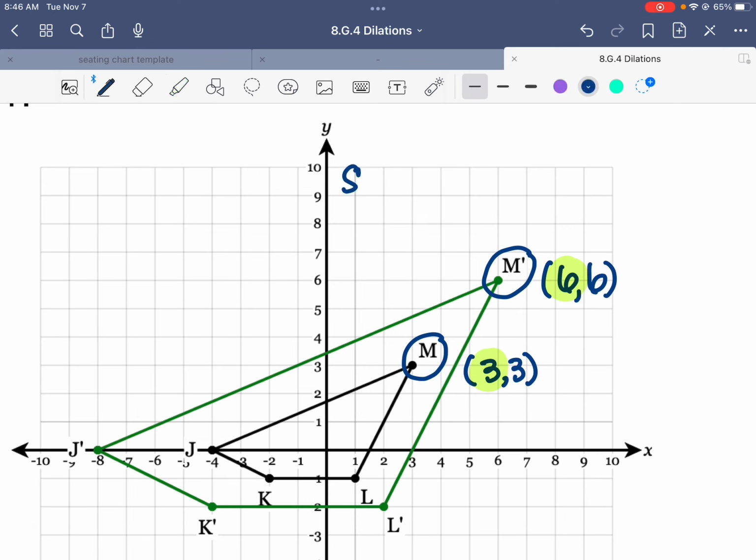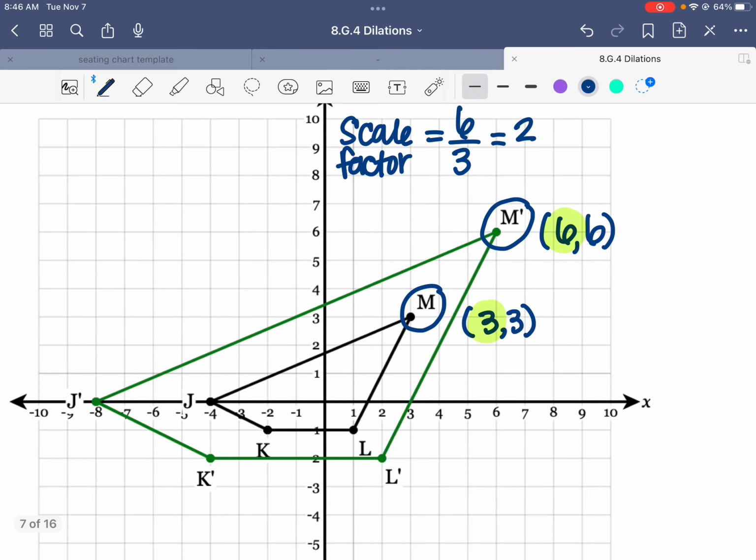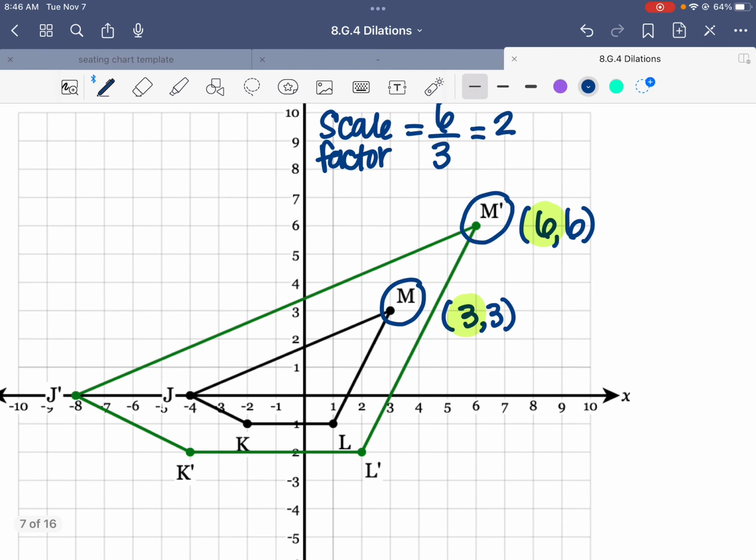So to find the scale factor, we're going to divide 6 by 3, and we get 2. 2 is greater than 1, so we know that this is an enlargement. And we can check that and see that the figure does get bigger. So this is our pre-image here. From our pre-image to our image, it does get larger.